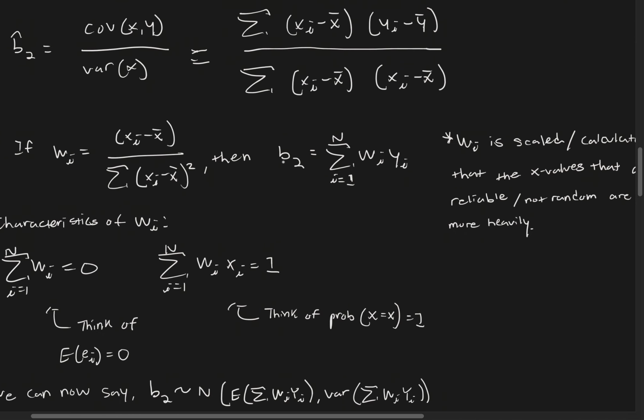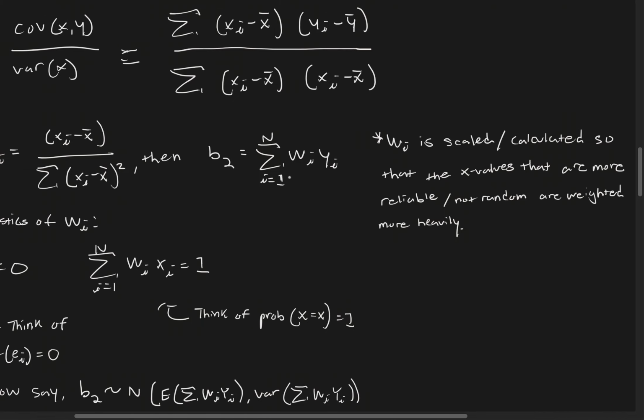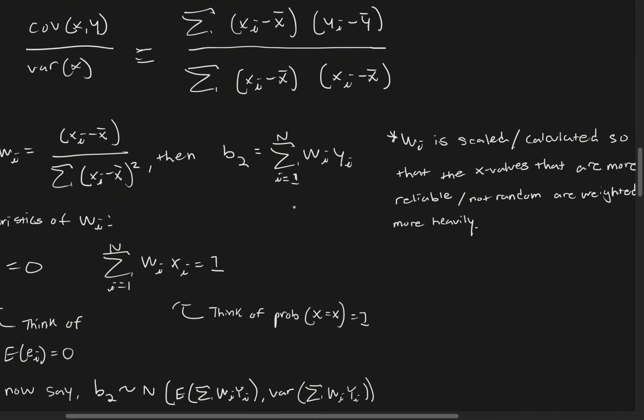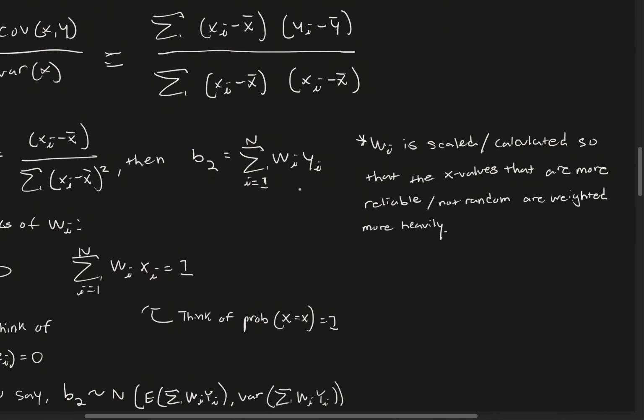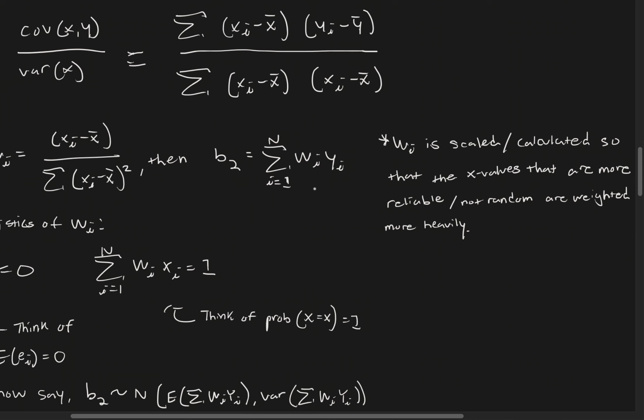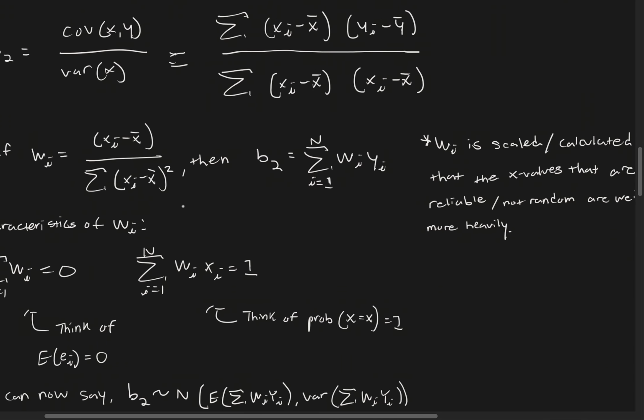Essentially, what this w is trying to do is scale the x values so that the more reliable x variables, the ones that are not random, are weighted more heavily. So the x variables that are right here, the ones closer to what we expect, are going to be weighted more heavily for beta 2.